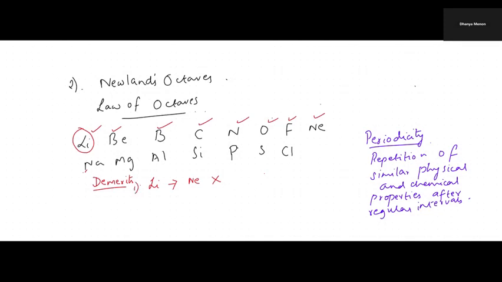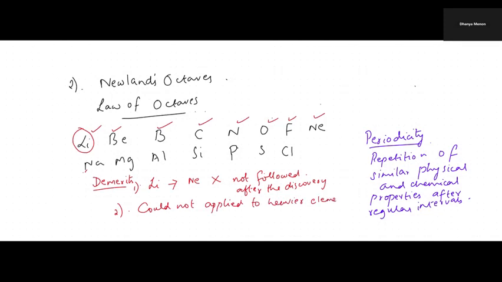So that means this rule could not be followed after the discovery of noble gases. This was proving wrong. Lithium will not behave like neon. The second demerit was that it could not be applied to heavier elements. So this was the demerit.